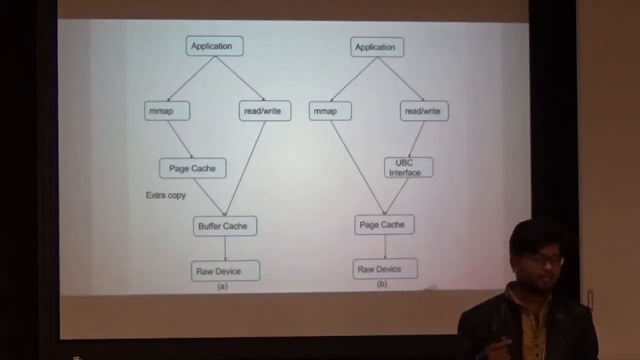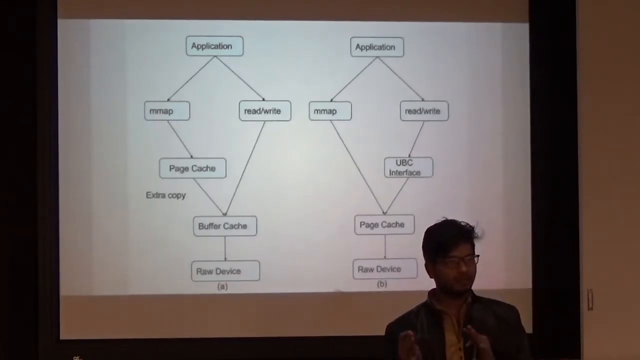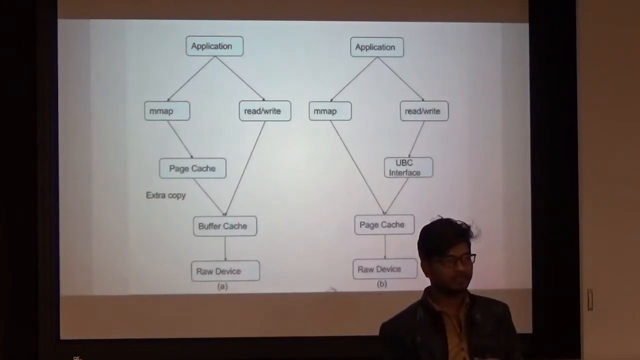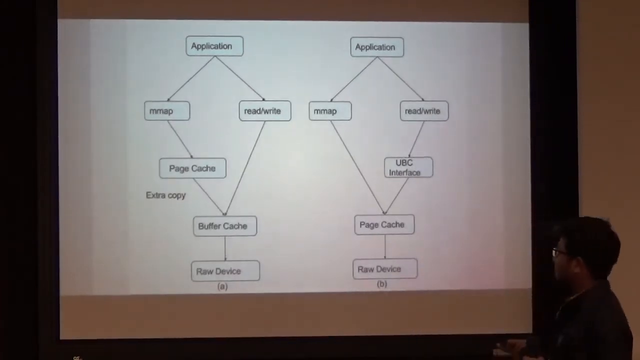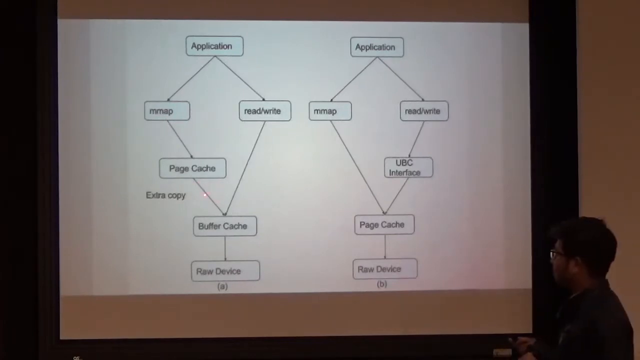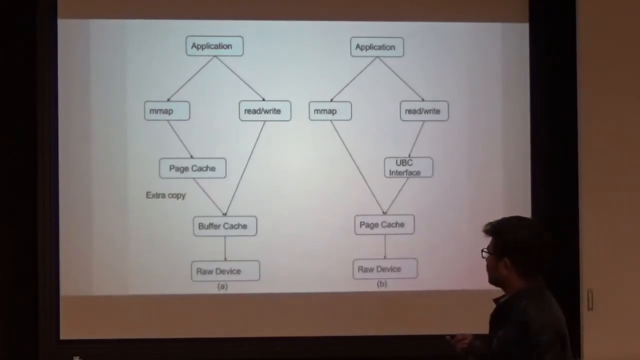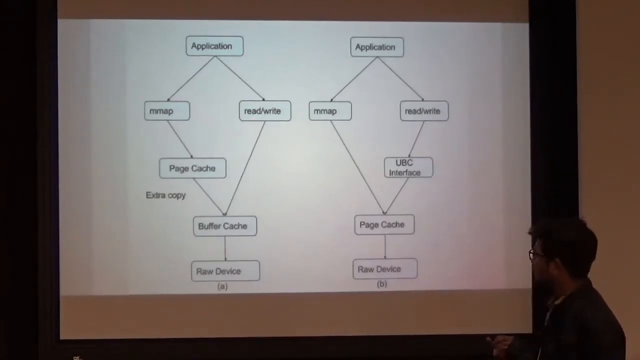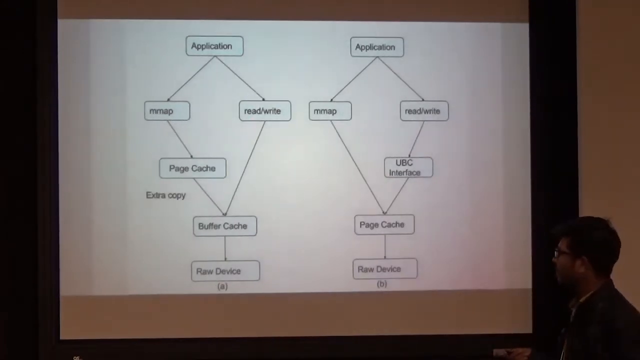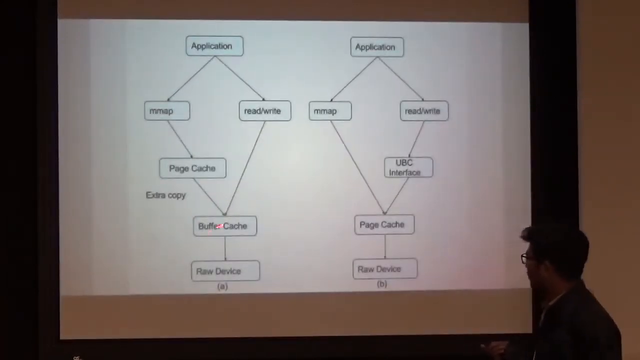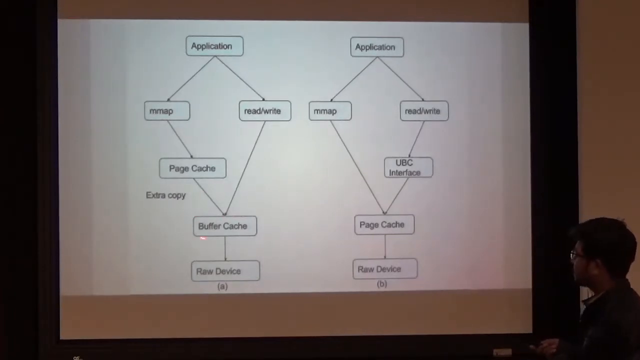So these two subsystems, the virtual memory subsystem and the I/O subsystem, have their own caching mechanisms. Both have their own caching. Basically, the virtual memory subsystem uses the page cache, and the I/O subsystem uses the buffer cache. Page cache and buffer cache are implemented at different levels, so they are not at the same level.